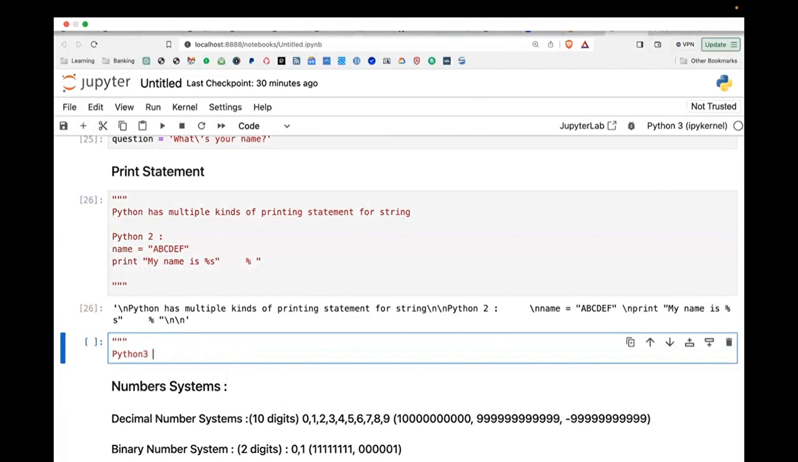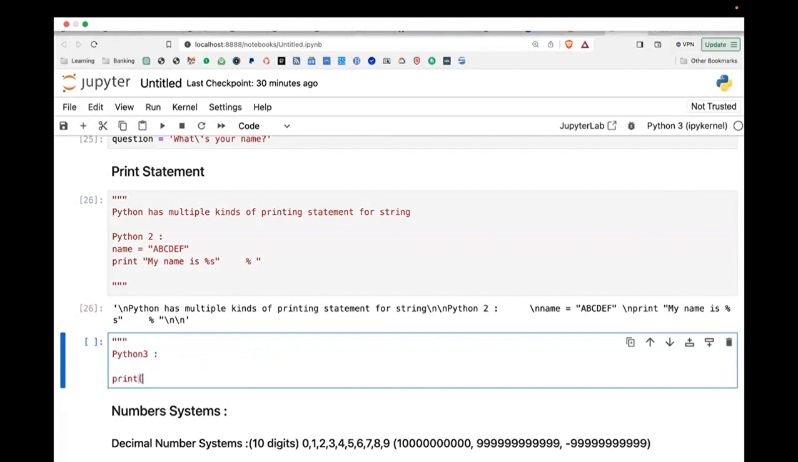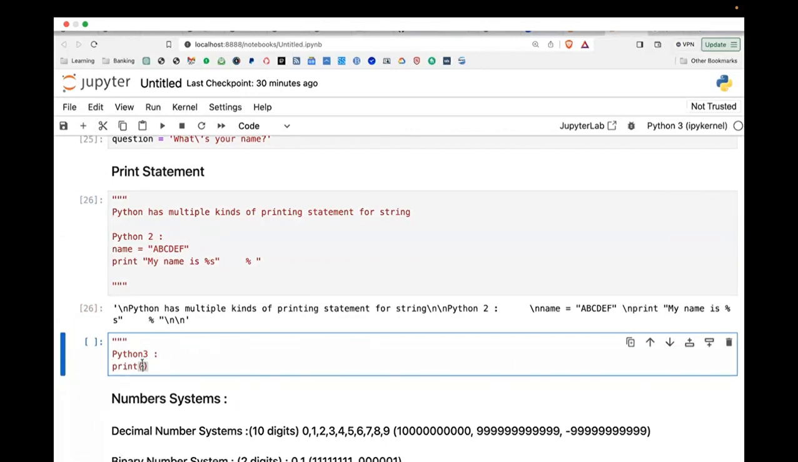In Python 3, by default the print statement requires brackets, an open bracket and a close bracket. This is the first requirement in the print statement. And the second requirement: suppose you wanted to type any string, you can just type it like "my name is ABCD". Okay, this is not the issue. This was directly fine.